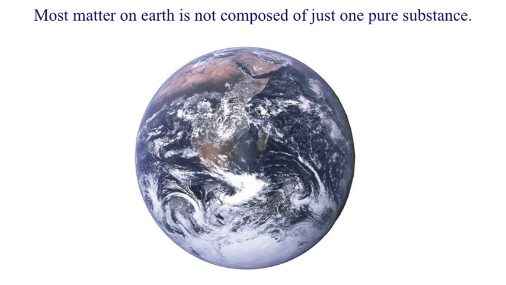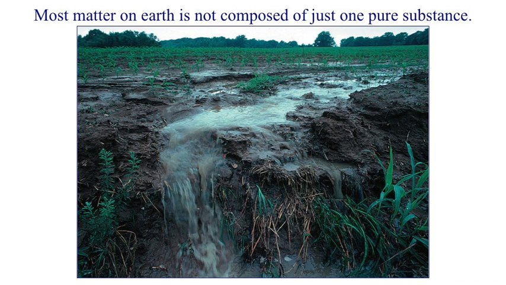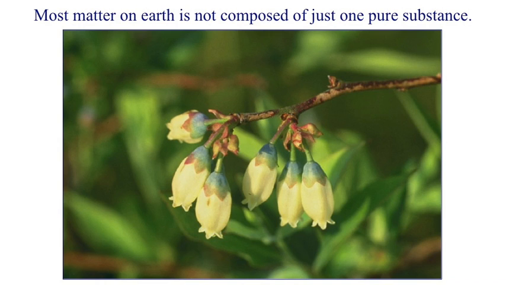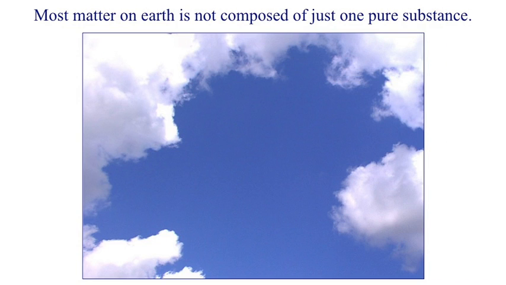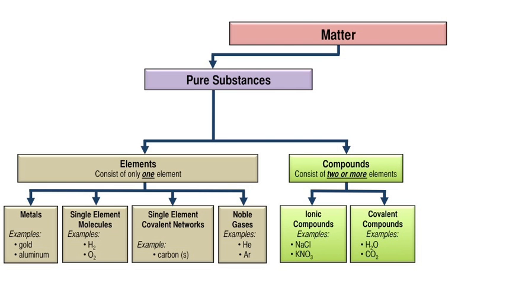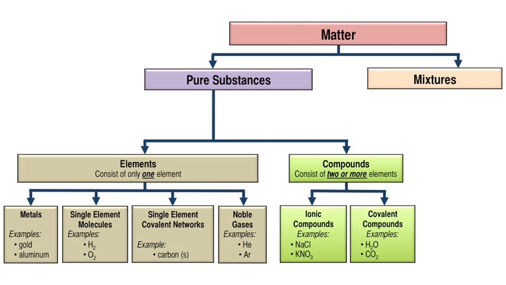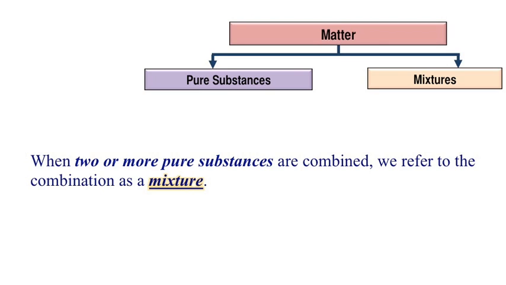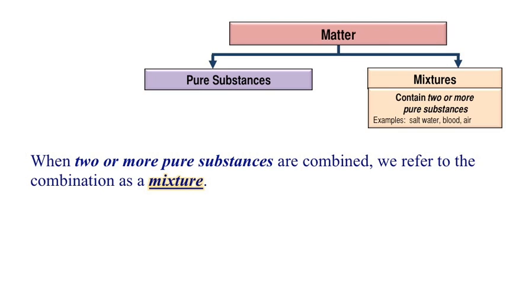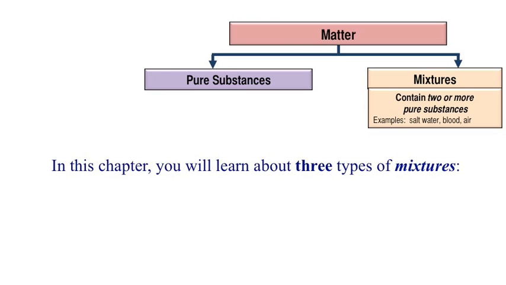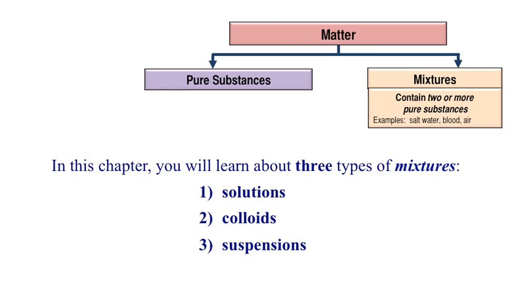Most matter on Earth is not composed of just one pure substance. For example, salt water, soil, milk, plants, animals, and air are all mixtures of pure substances. Except for subatomic particles such as electrons, all matter can be classified as either pure substances or mixtures. When two or more pure substances are combined, we refer to the combination as a mixture. In this chapter, you'll learn about three types of mixtures: solutions, colloids, and suspensions.